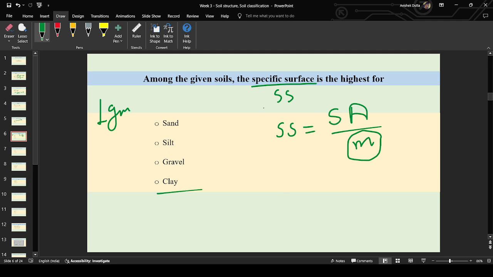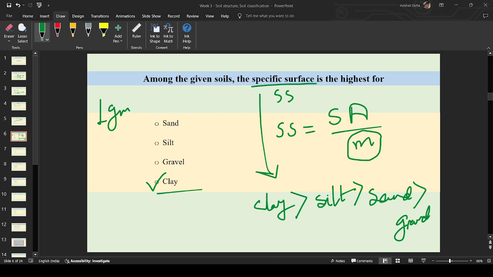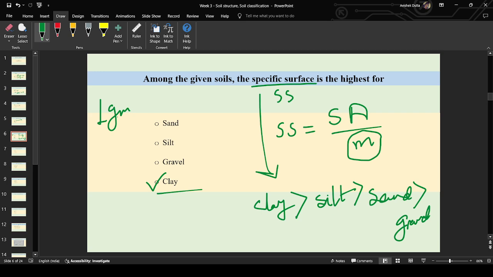So it goes like this: specific surface, clay will have the maximum, followed by silt, isn't it? Followed by sand, followed by gravel. So among the given soils, clay will have the highest magnitude of specific surface, which means surface area per unit mass. Clear? Okay. Next question.